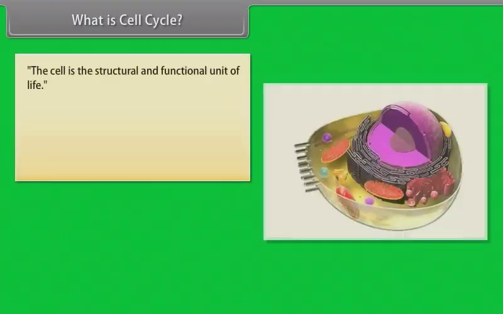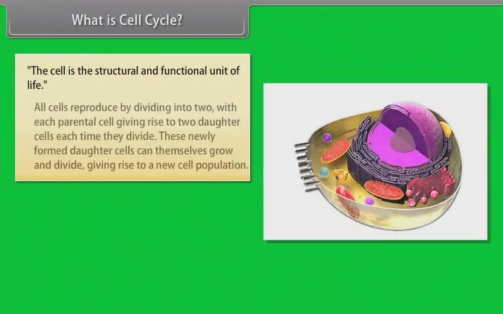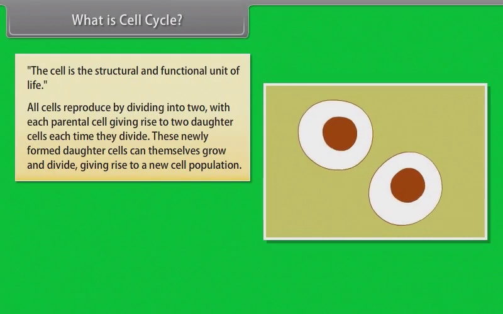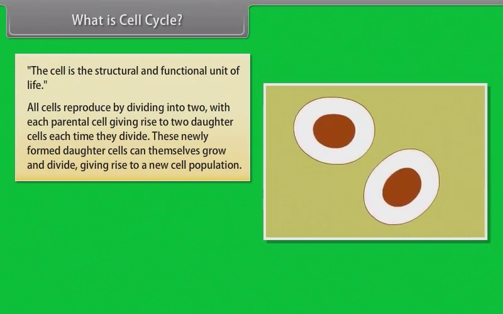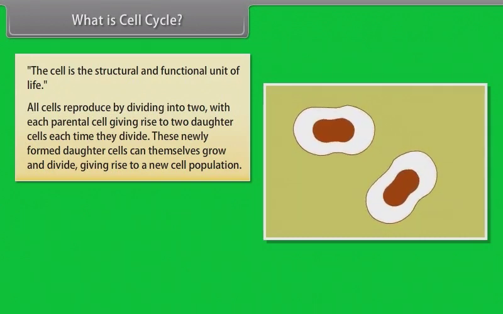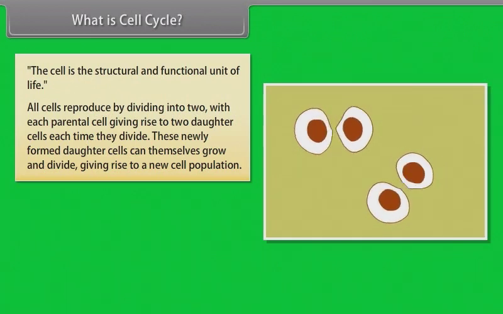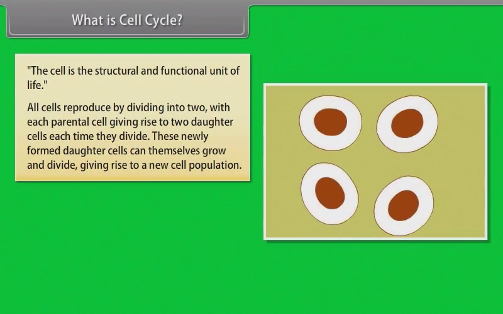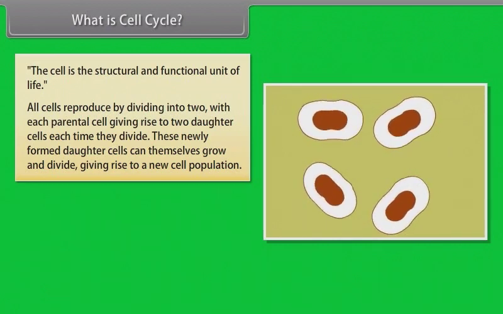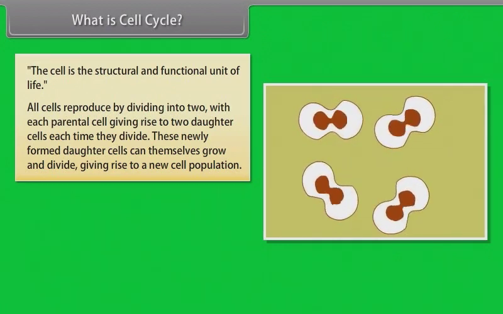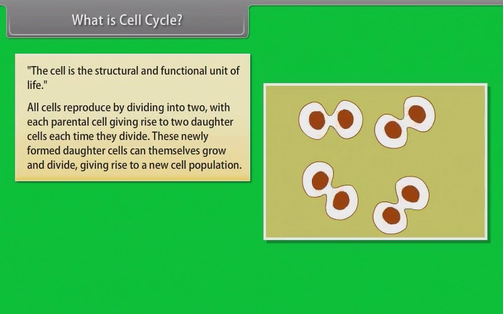What is cell cycle? The cell is the structural and functional unit of life. All cells are produced by dividing into two, with each parental cell giving rise to two daughter cells each time they divide. These newly formed daughter cells can themselves grow and divide, giving rise to a new cell population that is formed by the growth and division of a single parental cell and its progeny.